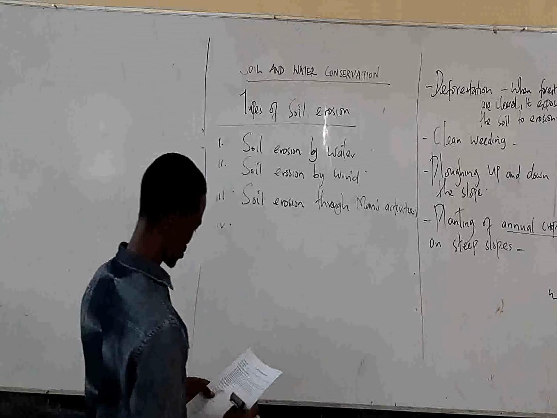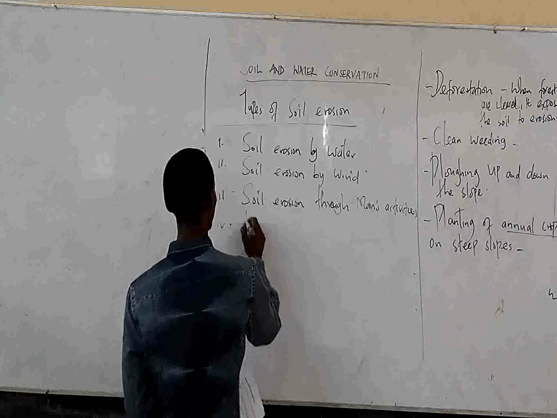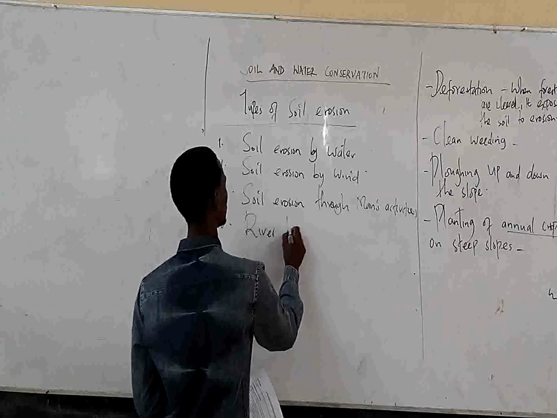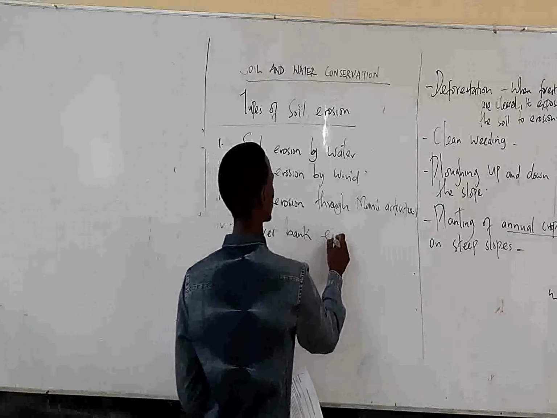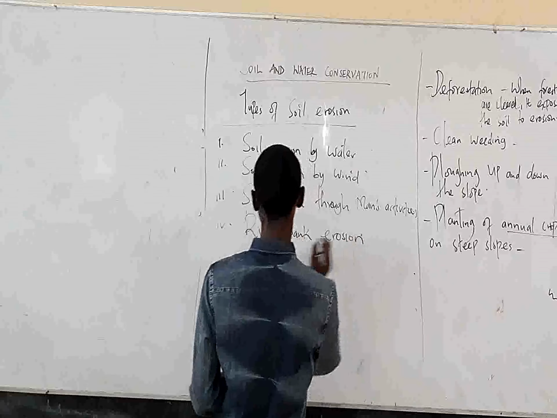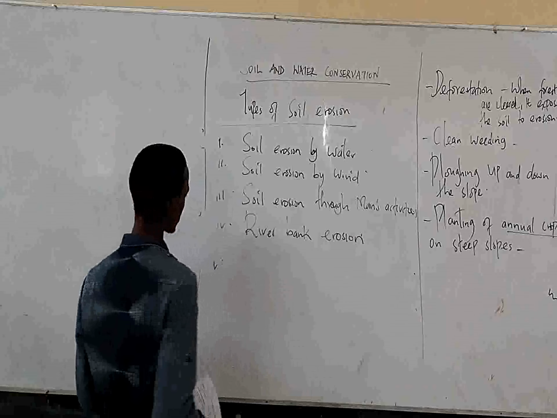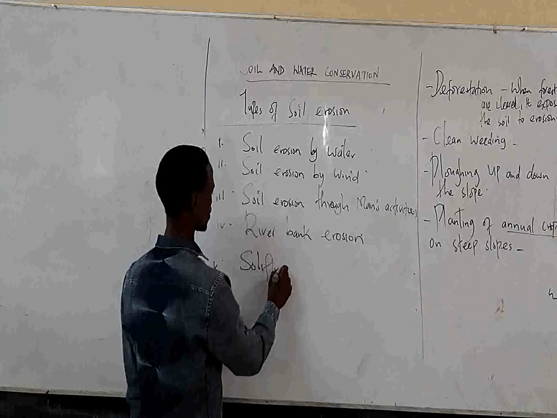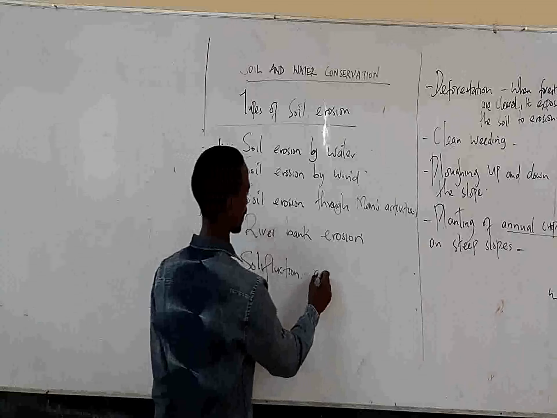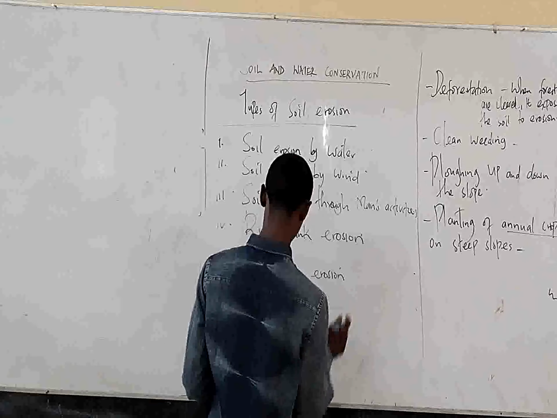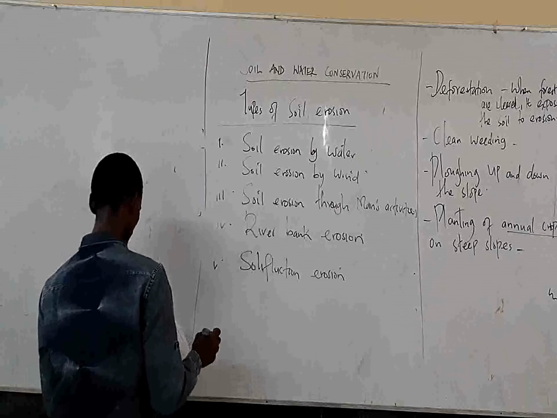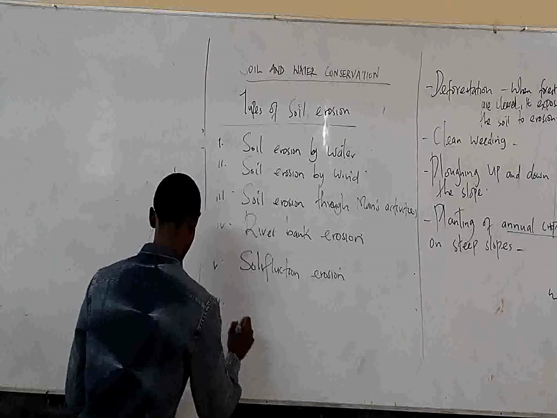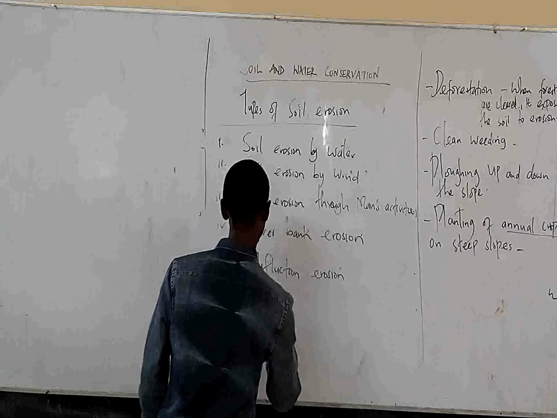Another type of soil erosion, we have riverbank erosion. Then you have solifluction erosion. We also have, finally, landslides.